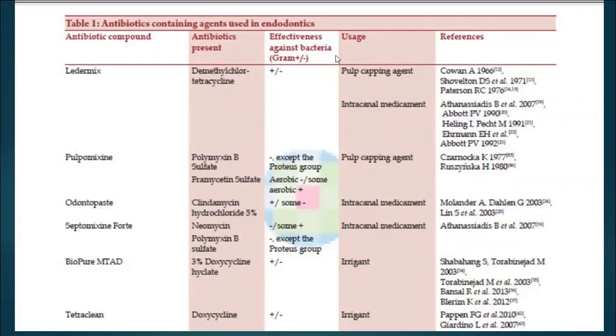Then effectiveness against bacteria: Ledermix shows gram positive and gram negative, Pulpomixine gram negative except the protease group, then for aerobic and some anaerobic bacteria. Odontopaste for gram positive and some gram negative. Then Septomixine Forte for gram negative and some gram positive. Then Biopure MTAD for both gram positive and negative, and tetracycline for both gram positive and negative.